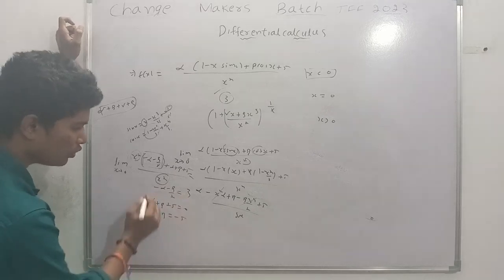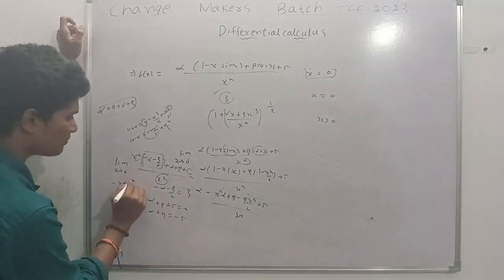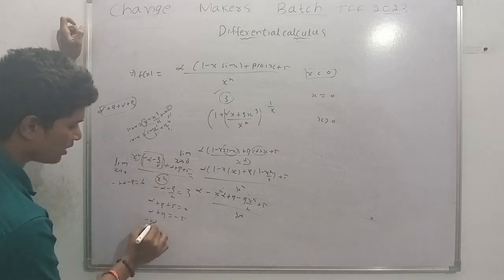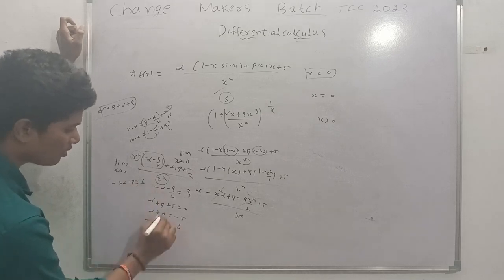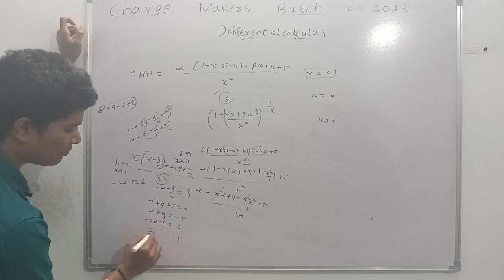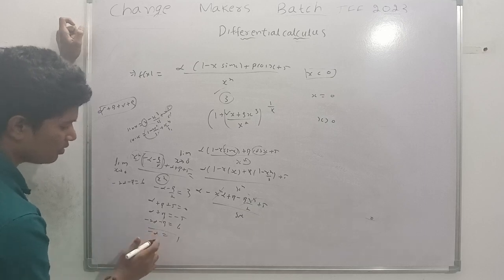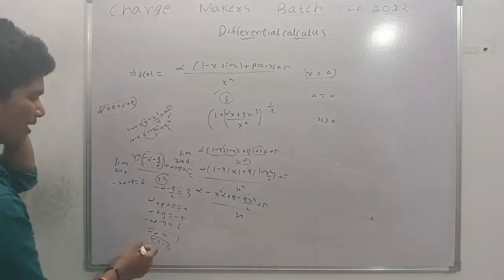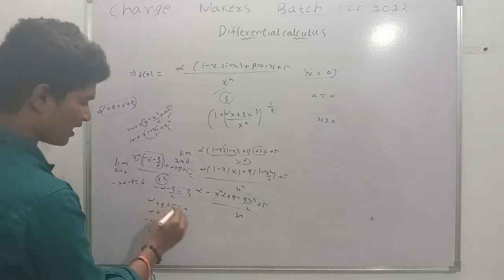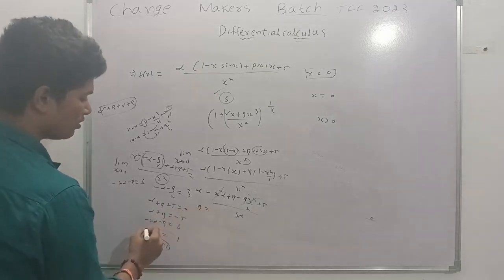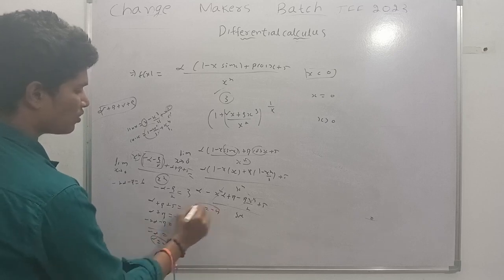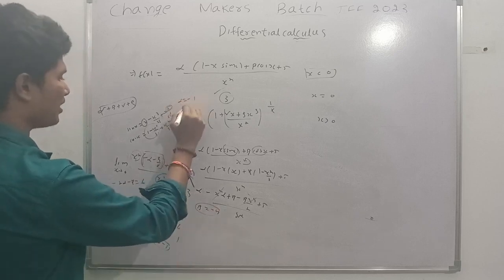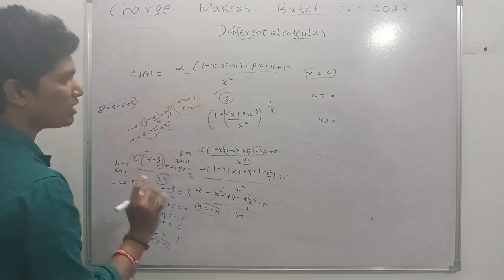So when you do these things, that is minus 2 alpha minus beta equal to 6. When you substitute here and add, you will get minus alpha equal to 1, and alpha equal to minus 1. One value you got, that is alpha equal to minus 1. When you substitute alpha equal to minus 1 in this, beta, what did you get? Beta equal to minus 4. So alpha equal to minus 1, beta equal to minus 4. These two things we got.